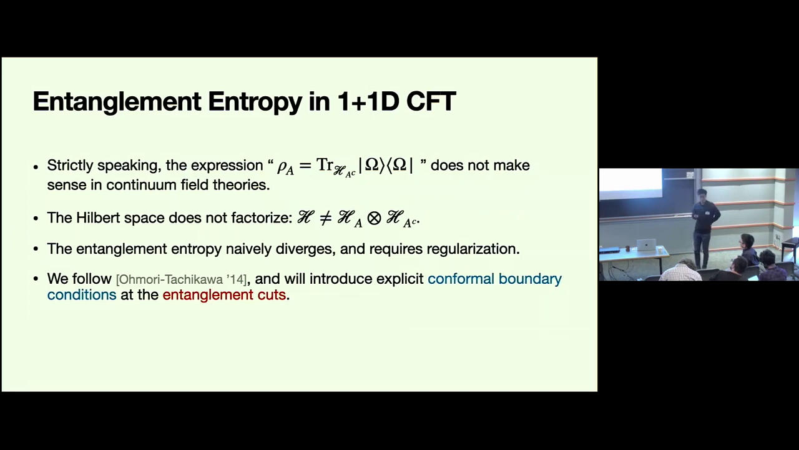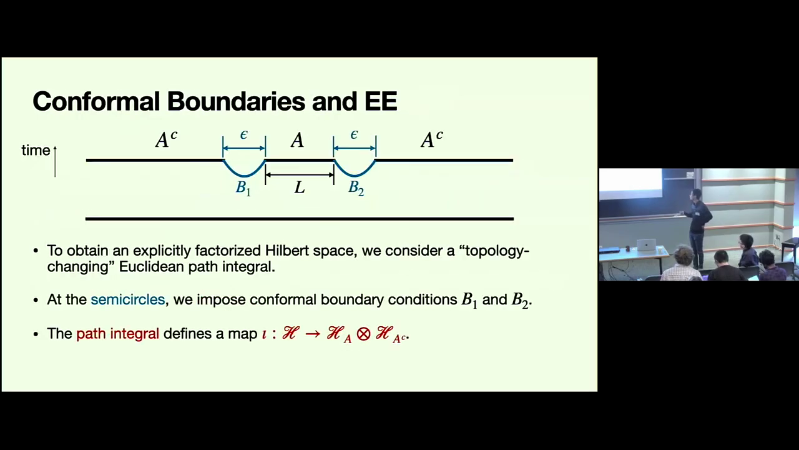And there are different ways to go about these issues. For today's talk, we are going to follow the approach suggested by Ohmori and Tachikawa a little more than 10 years ago. The idea is to impose an explicit conformal boundary condition at the entangling surfaces. Because this is going to be important later in the talk, I'm going to spend a few minutes reviewing their proposal.